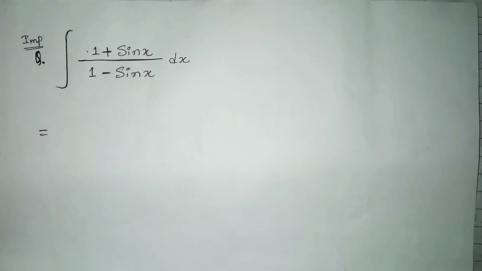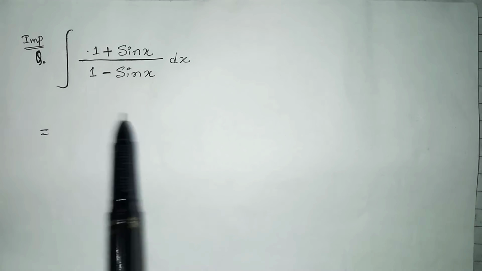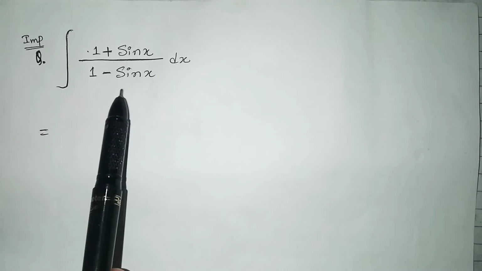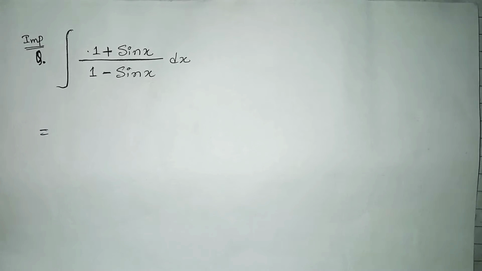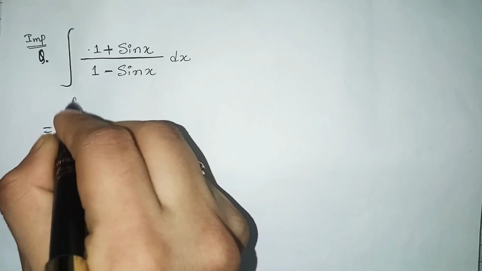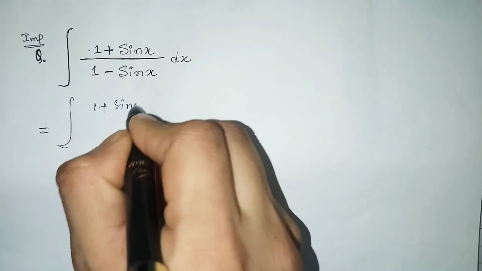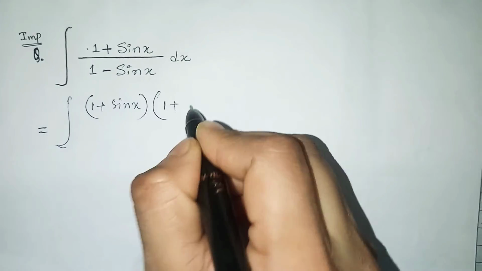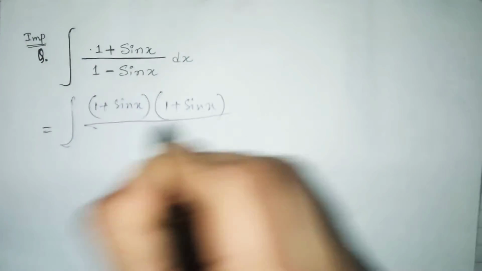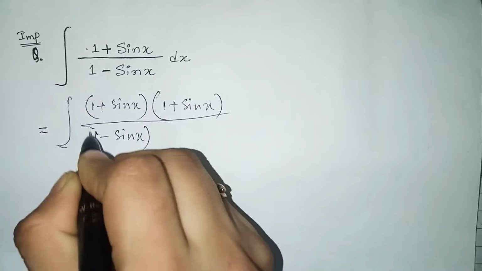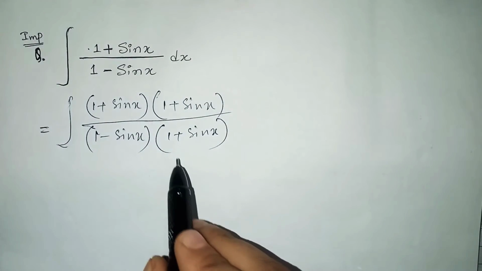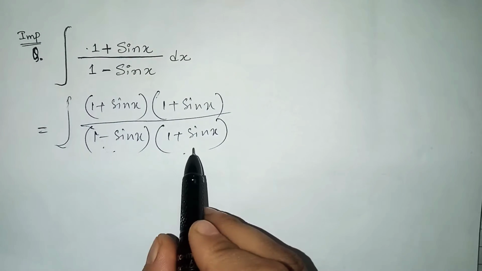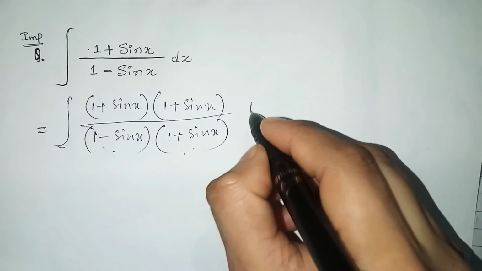Whenever you get this kind of question, multiply the term which is in the denominator, 1 minus sin x, by its conjugate, 1 plus sin x, on the numerator and denominator both. So integration of (1 plus sin x) into (1 plus sin x) divided by (1 minus sin x) into (1 plus sin x). If there is minus, then we have to multiply it by plus. If plus is here, then we have to multiply it by minus, on the numerator and denominator both.